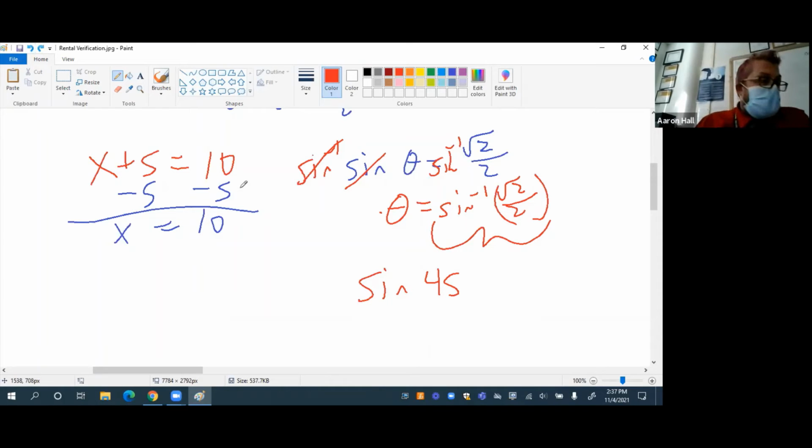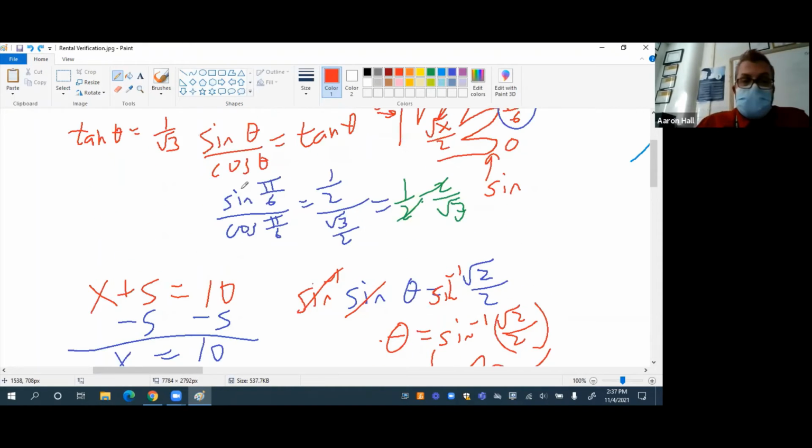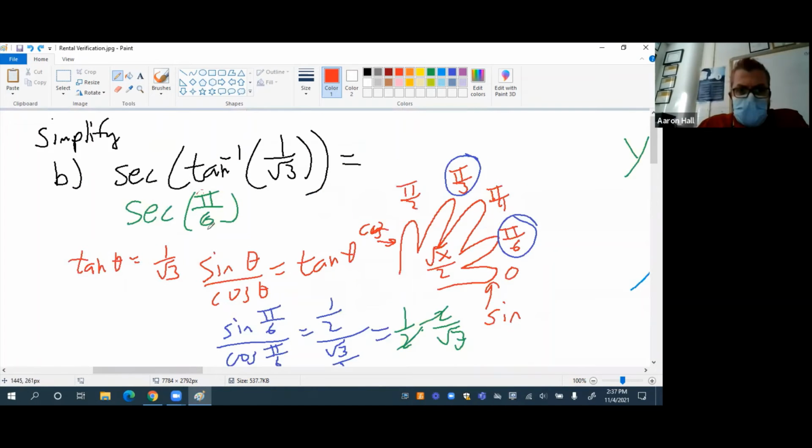Okay, so let's do another one. Did we even finish that one? I don't think we finished that one. So I'm trying to figure out secant of pi/6. What is secant of pi/6? Secant of pi/6 is the same thing as what? 1 over cosine of pi/6. What's cosine of pi/6?